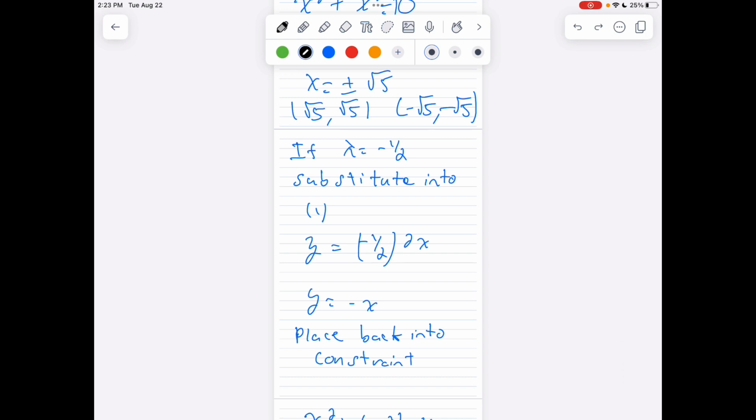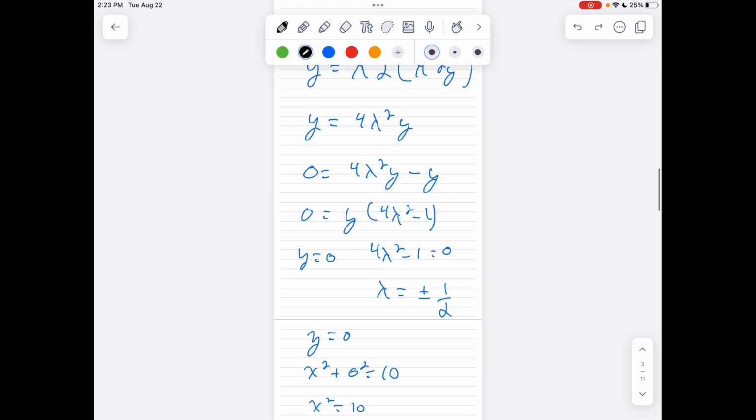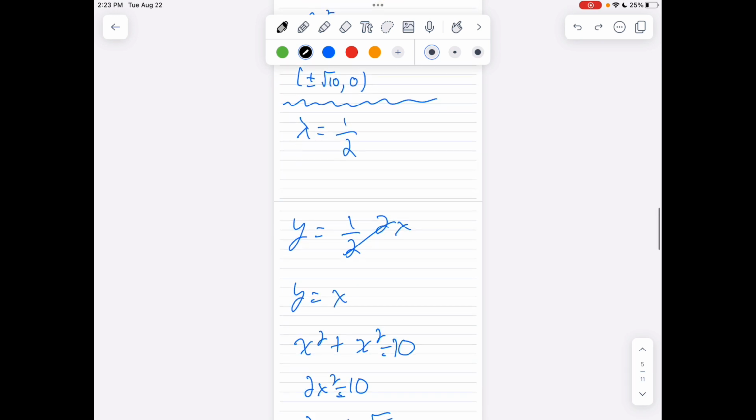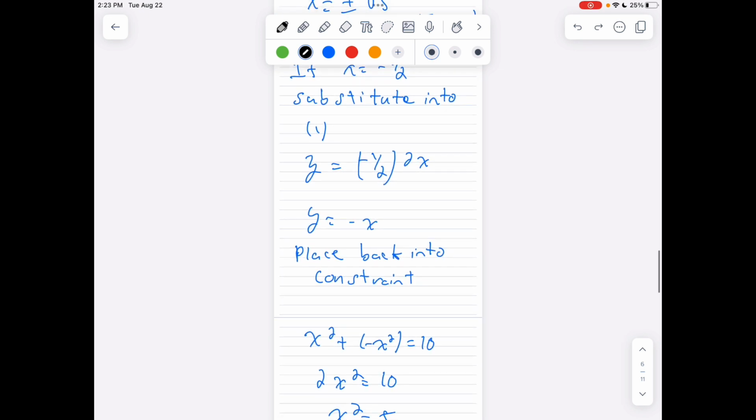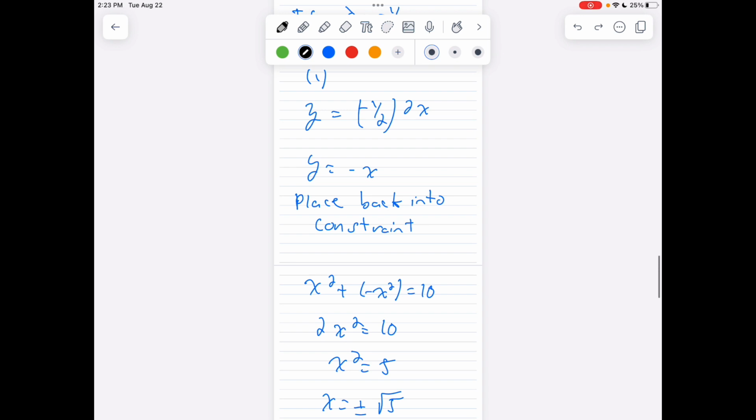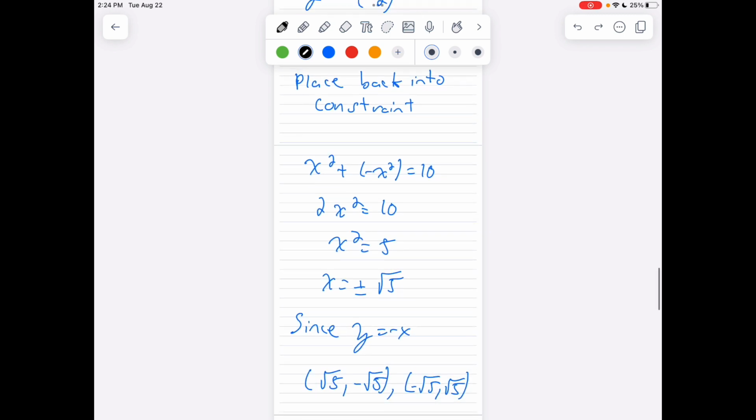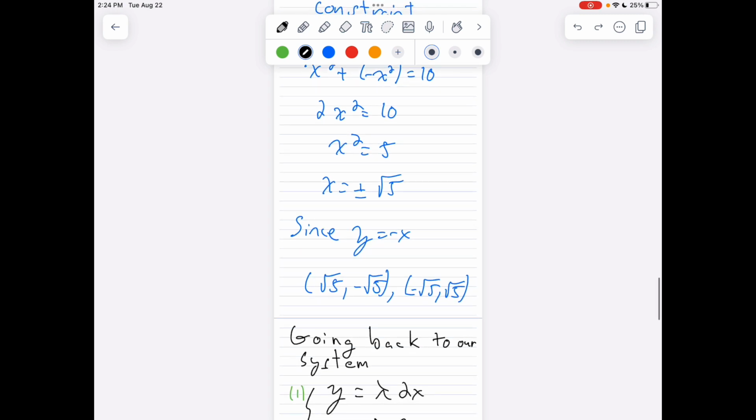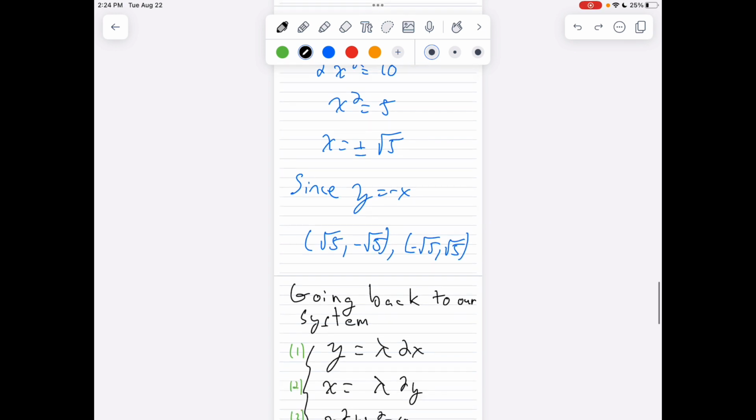We go back and substitute in the first equation of our system, y equals lambda 2x. When we do that, we get y equals minus 1/2 times 2x, so y equals minus x. I'm going to place y equals minus x into the constraint, so you would get x squared plus negative x squared equals 10. So you get plus or minus root 5. And since y equals minus x, when x is root 5, y equals minus root 5, and when x is minus root 5, y would equal root 5.